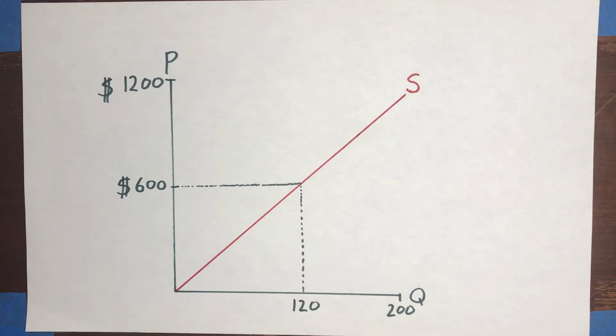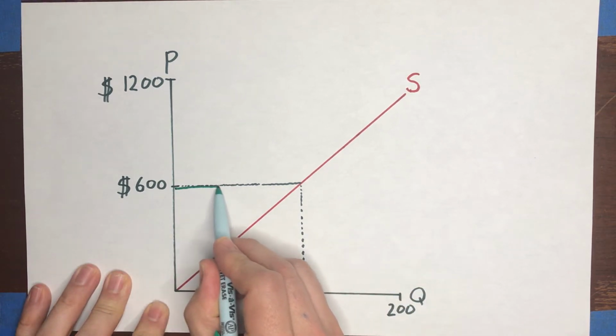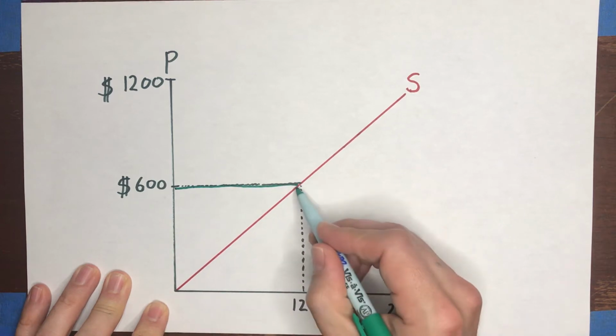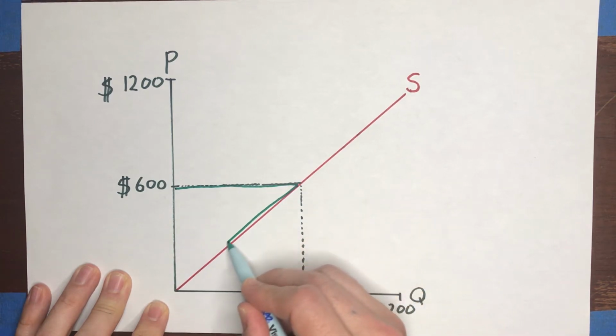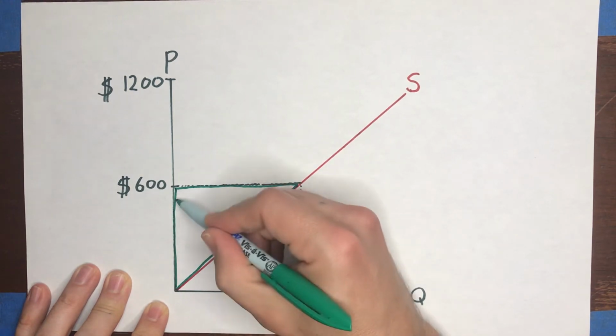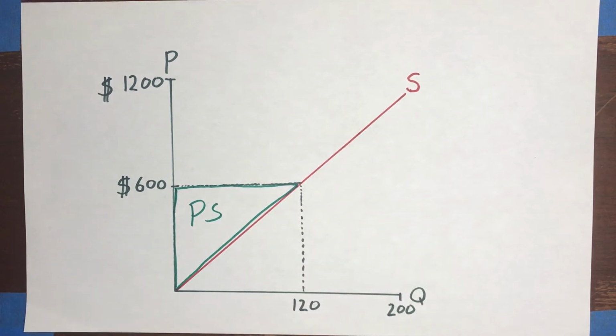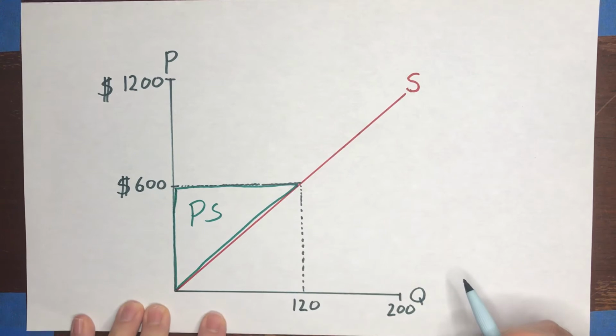So producer surplus is going to be all of this area that is below the price line and above the supply curve to the right of the y-axis. Call that area PS for producer surplus. Now you can calculate the area of that triangle and that will give you the total producer surplus in the market given that price. The way you do that is by looking at the dimensions of this triangle.